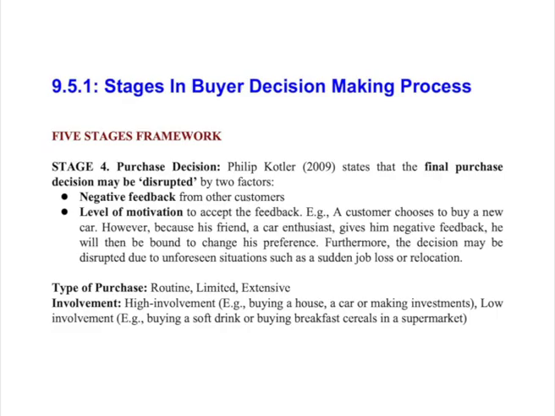So, in terms of the 5-stage framework that we have been discussing, one point that I would like to further emphasize is the purchase decision. Philip Kotler talks in terms of the final purchase decision. It could be disrupted by 2 factors. And what are these 2 factors? One is the negative feedback and the second is the level of motivation. What kind of feedback is being given by the reference groups, by my family, by opinion leaders in terms of the product, whether it is in terms of social media or it is more personal within my social range.